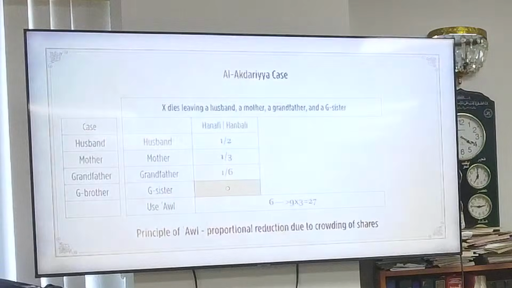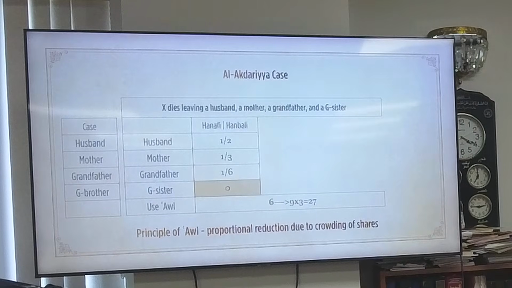Yes. Right. The Akdariya case is a difficult case because it disturbed Sayyiduna Zayd ibn Sabit. All his principles, all his framework of inheritance was disturbed by this case. And he had to do a lot of gymnastics to solve it. And Sayyiduna Umar followed his calculation. And it became the standard at the time of Sayyidina Umar and others. So assume we have a case where someone dies, leaving a husband, a mother, a grandfather, and a full sister.